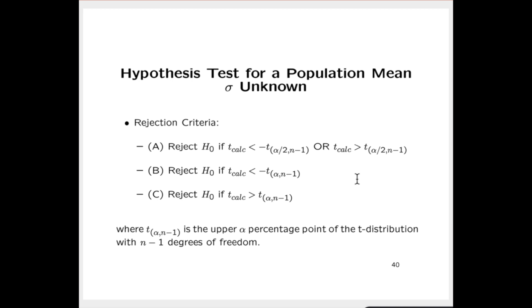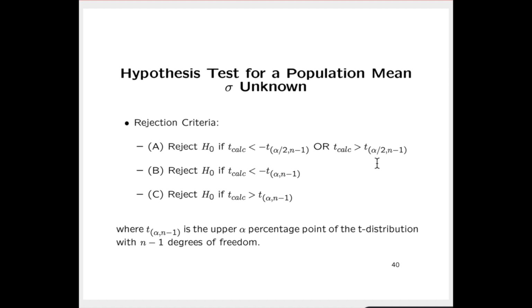And so we can use that information to come up with the rejection criteria for the test. And so if we are performing a two-tailed test, hypothesis A, then we are going to reject the null hypothesis if our test statistic t-calc is either small or if it's really big. Now, how small or how big does it have to be? Well, if t-calc is strictly less than this quantity here, negative t sub alpha over 2 comma n minus 1, or if t-calc is greater than this value, t sub alpha over 2 comma n minus 1, then we will reject the null hypothesis.